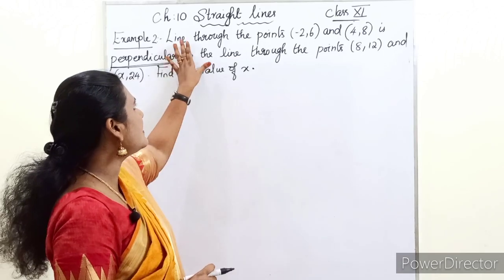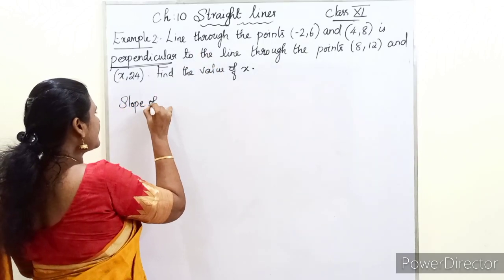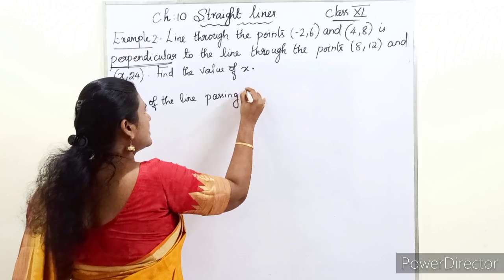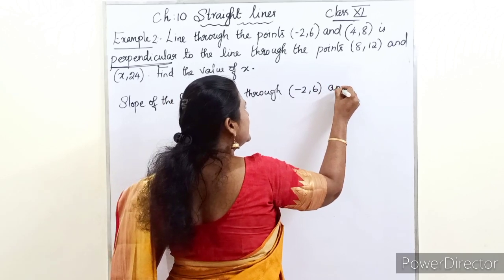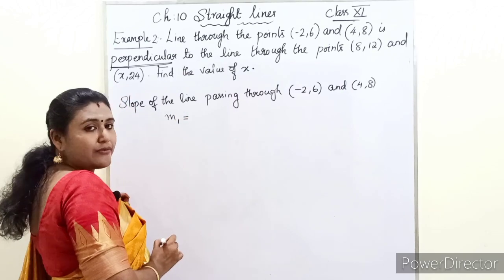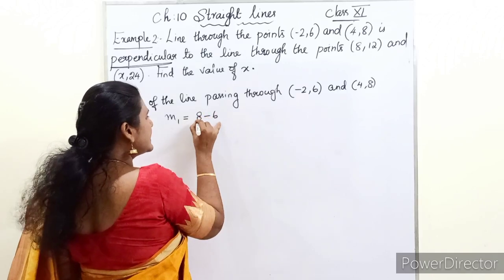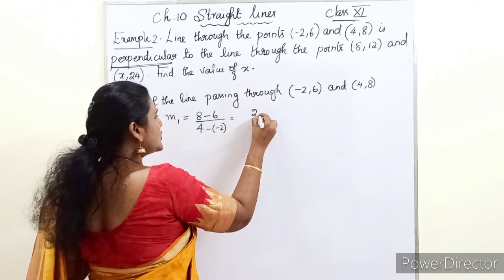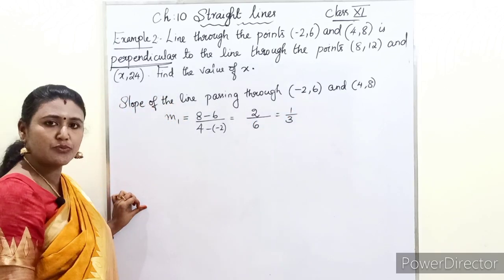So first let us find the slope of these two lines. Slope of the line passing through the points minus 2, 6 and 4, 8. We will denote the slope as m1, and you know the formula y2 minus y1 by x2 minus x1. So 8 minus 6 divided by 4 minus 2. Wait, that is 4 plus 2. So 8 minus 6 is 2, 2 by 6. When you simplify, you will get m1 as 1 by 3.